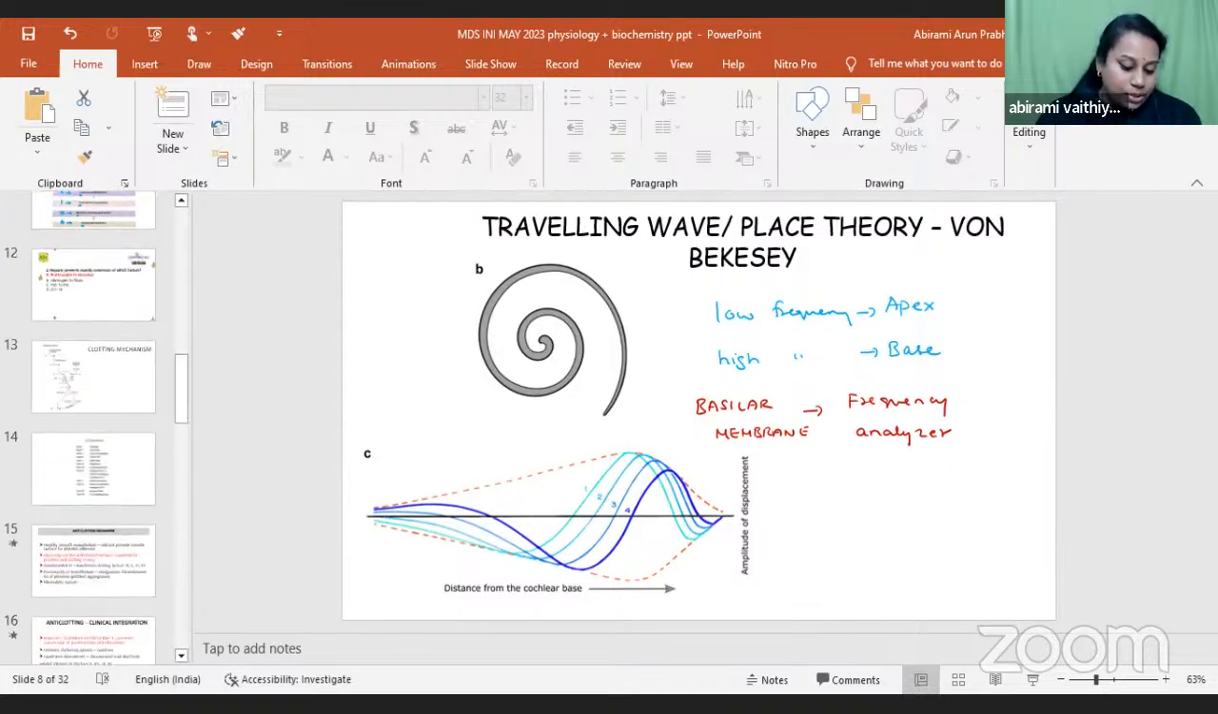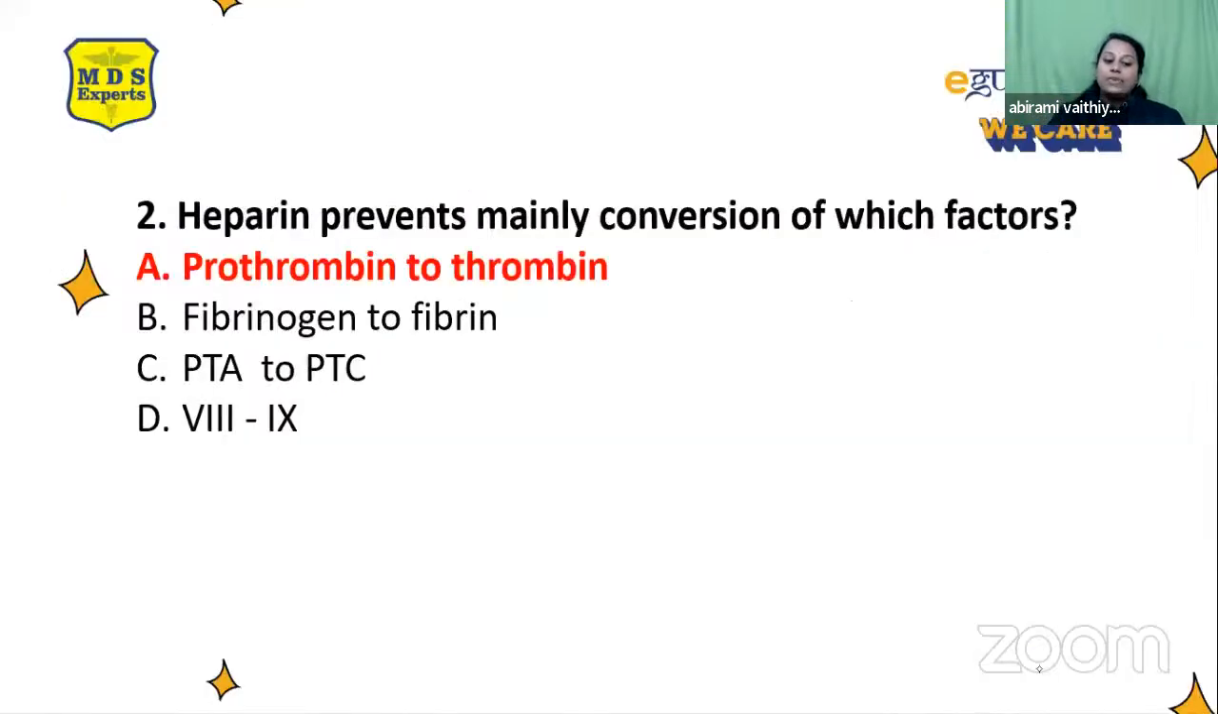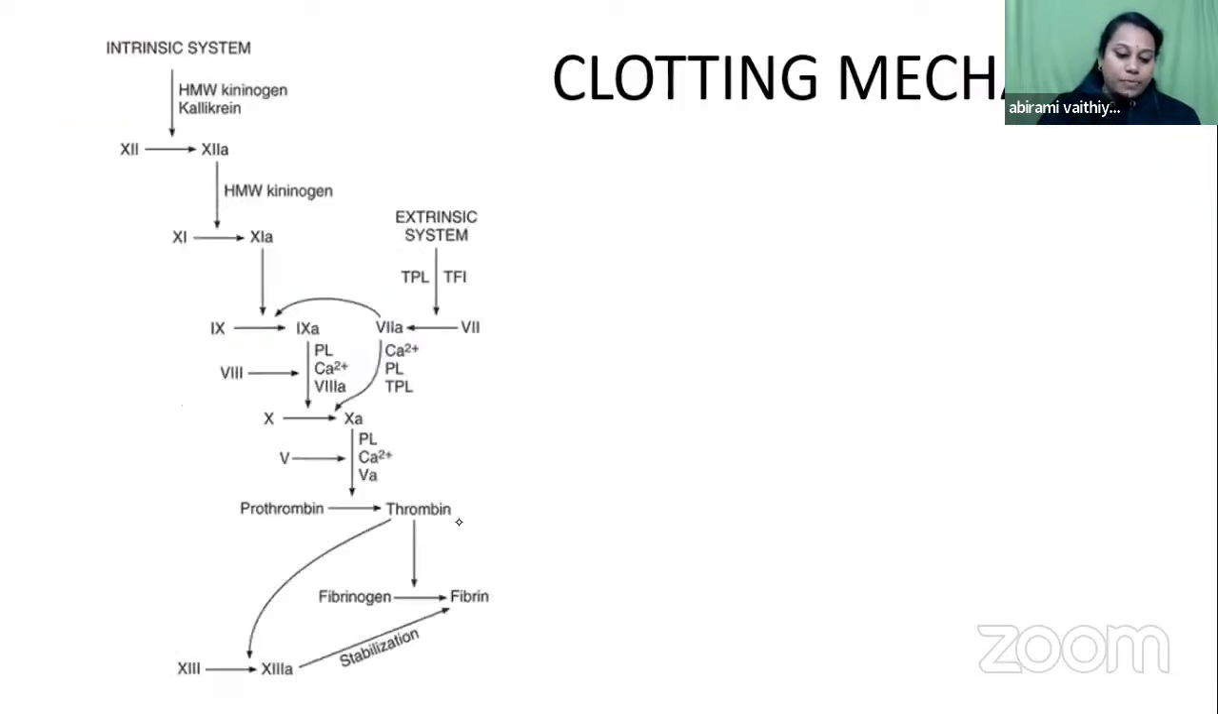So over to the second question. Heparin prevents mainly conversion of which of the following factors? So the question is on anti-clotting mechanisms. We'll learn about that and then we'll come to this. Answer is option A, prothrombin to thrombin.